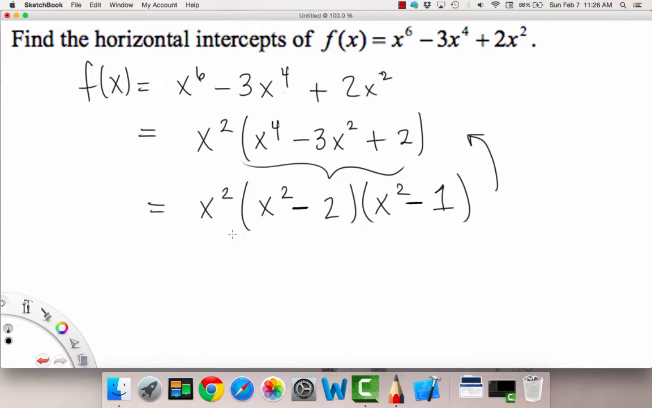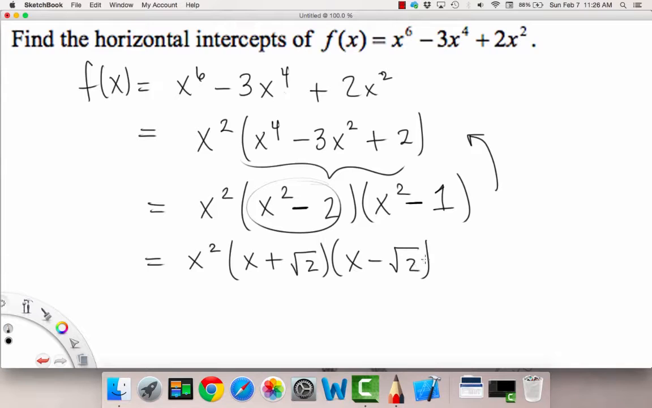So then if we factor these even further, we get x squared times, so this one factors into x plus the square root of 2 times x minus the square root of 2, because that's the difference of two squares right here. As is this one. This one's a little bit simpler and more commonly seen, of course. Okay? So something like that. So we're going to have a lot of roots here, or a lot of horizontal intercepts.